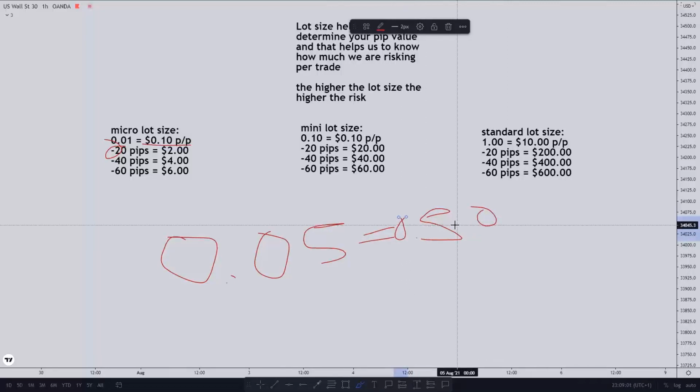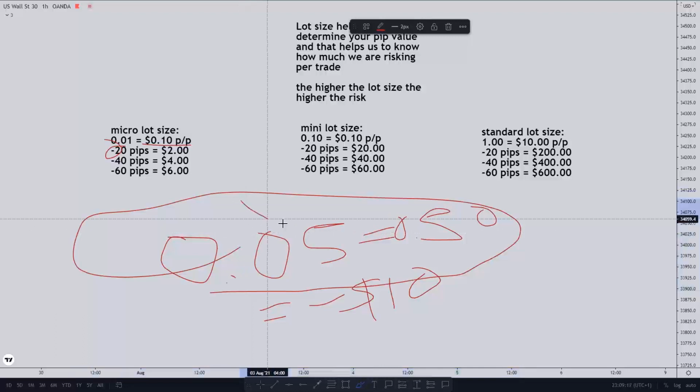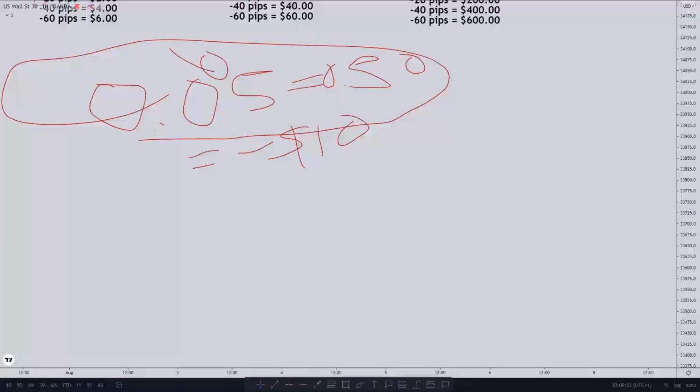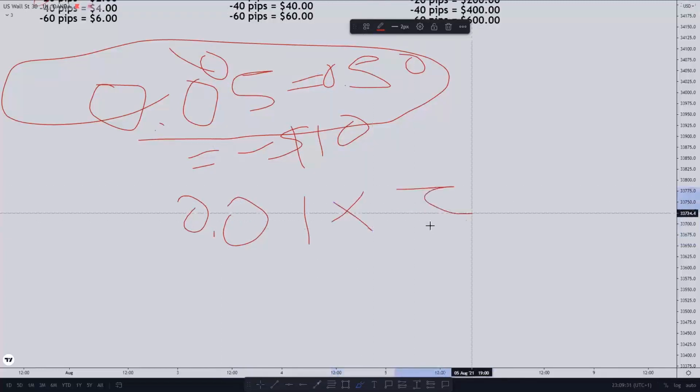And then if we are going to be risking our 20 pip stop loss, that means we're going to be risking $10 on that trade by just opening this one position at a 0.5 lot, right? It's the same as opening 0.1 times 5 trades. It's the same as that.